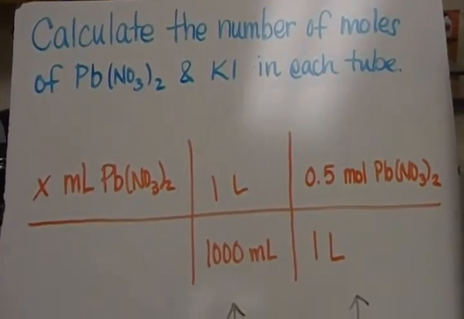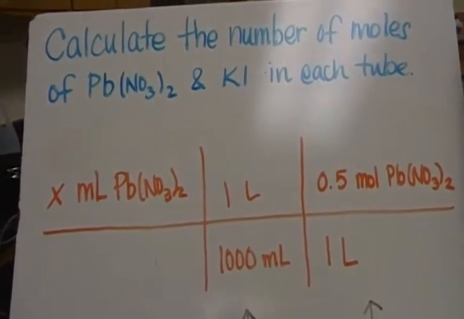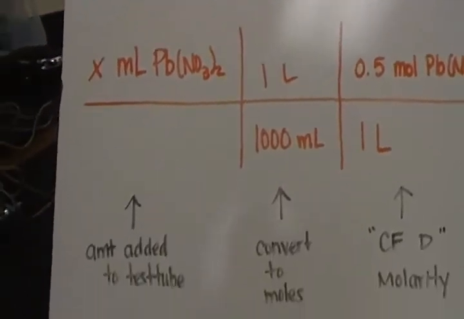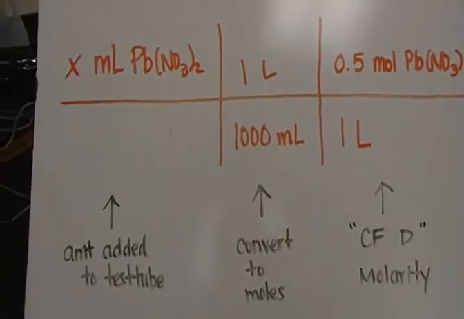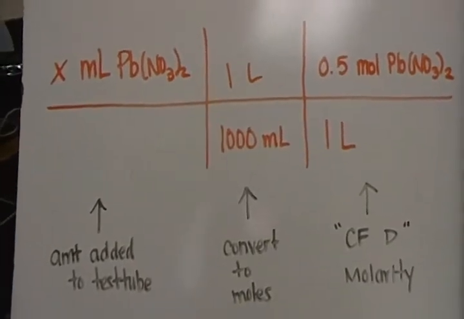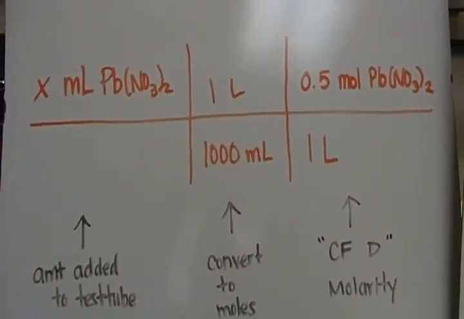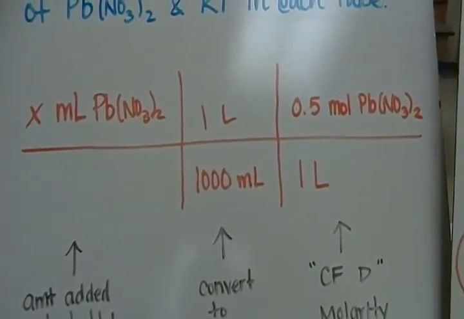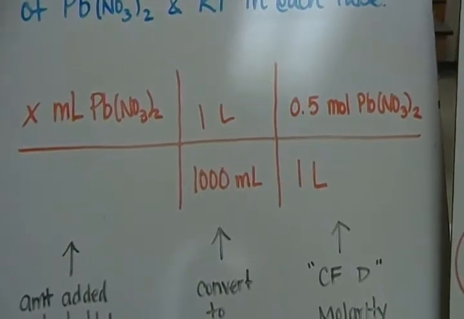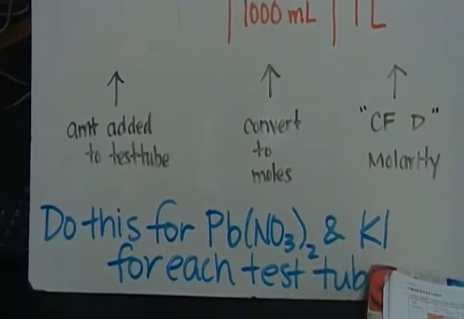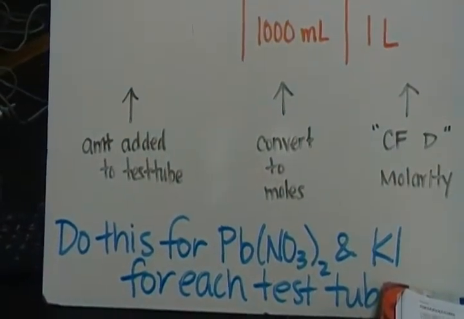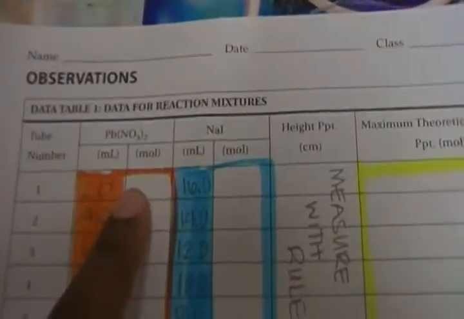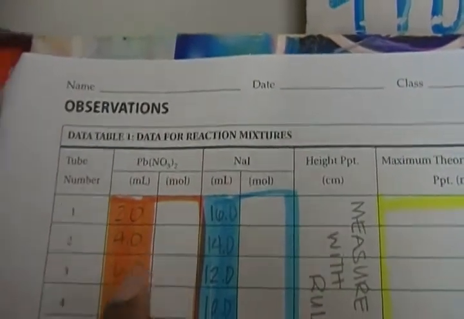0.5 with that funny capital M is the same as 0.5 moles of lead per liter. Again, that first amount corresponds to the amount added to the test tube. The second, it says convert to moles, but you're actually converting to milliliters. And then the last calculation is where you're converting to molarity. You're going to repeat this for the Pb and the KI test tubes. So you're going to do this for 2, whatever value you get there, you'll put in right here in this blank. Then you'll do it for 4, 6, all the way down.